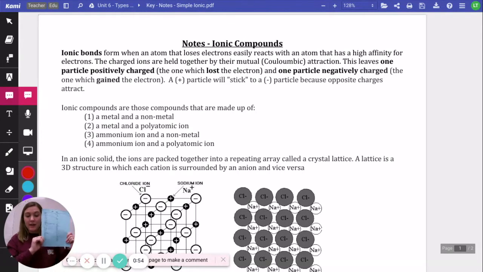So that is number one, this polyatomic ion chart. It'll be found on Canvas. I'll link it here with the notes as well for you to use.